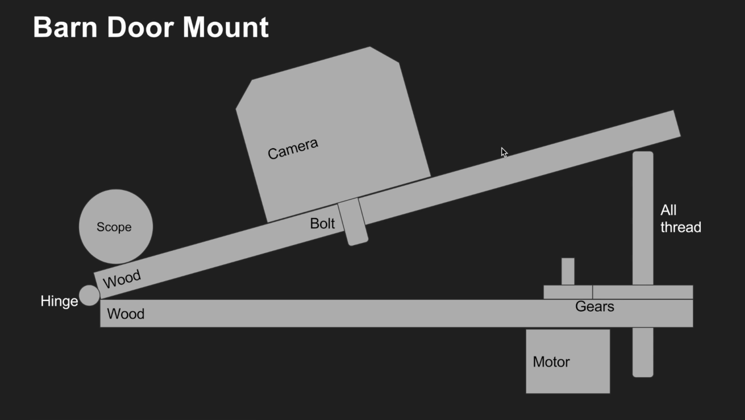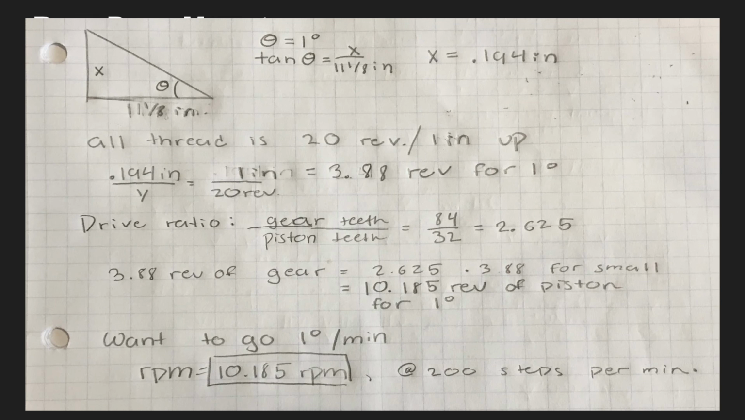Through internet research and help from Dr. Lent, we decided the best way to move the camera was with a barn door mount. The basic idea is that the all thread will push on the upper board at a certain rate that will change the distance between the two boards by 1 degree every minute, which is the rate the stars change relative to Earth. Using basic trig and the dimensions of the boards, all thread, and gears, we found the motor needed a speed of 10.185 RPMs.